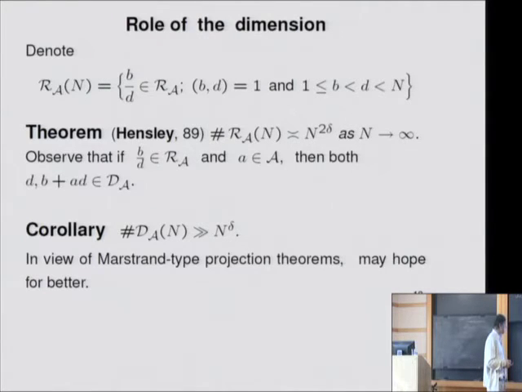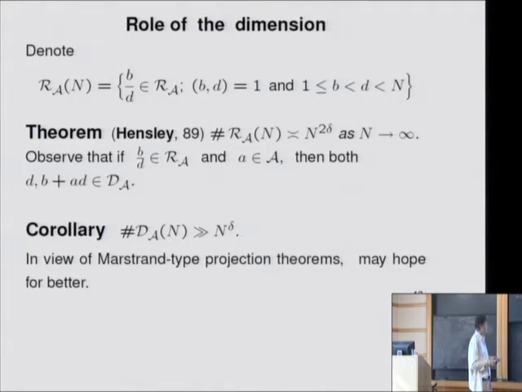What is obvious, or almost obvious, is that certainly the size of D_A,N is at least N to the power delta. And why is that? Well, if we take a fraction B over D in R_A, and we take any element A in the set A, then both D and B plus AD are in D_A. So we just look at the map from R_A to D_A times D_A, which sends B over D to D and B plus AD. So this map is a nice map.